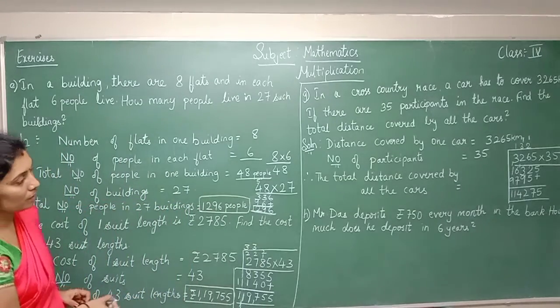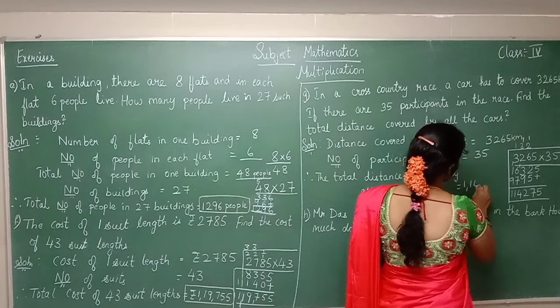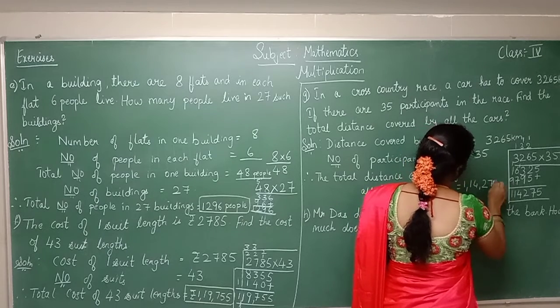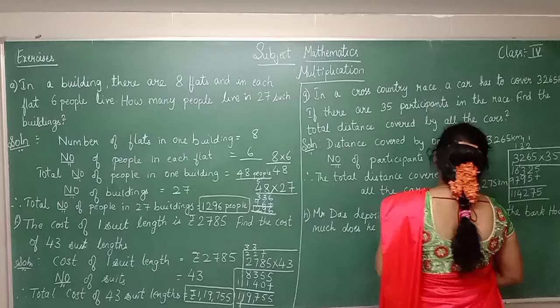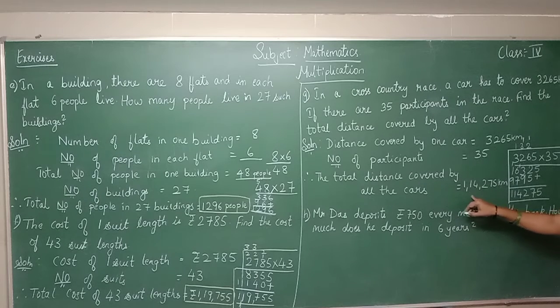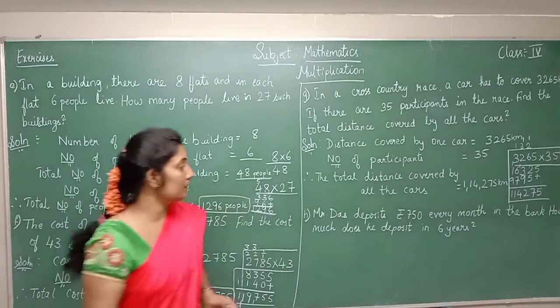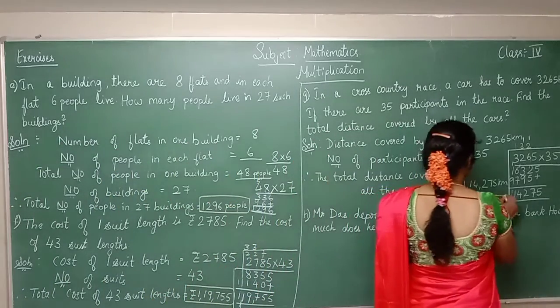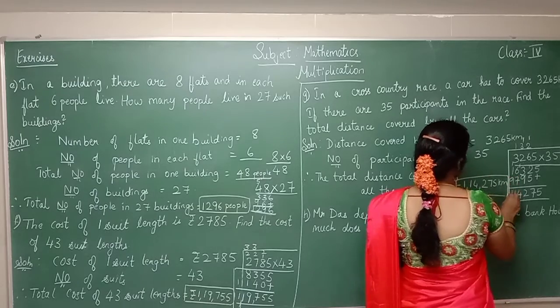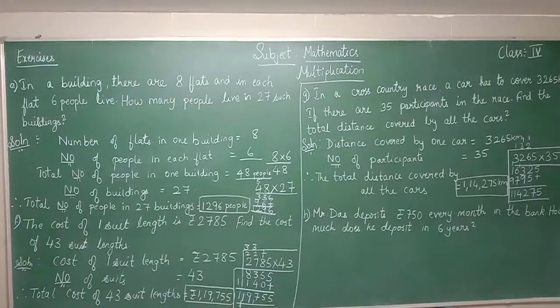It is 1,14,275 kilometers. Okay. The total distance covered by all the cars together. How many cars? 35 cars are 1,14,275 kilometers. Got it? This is your answer. You do the working column neatly, then only you will understand. Without working, you can't write the direct answer.